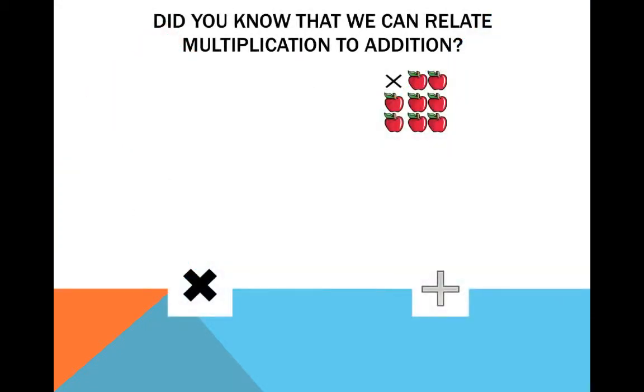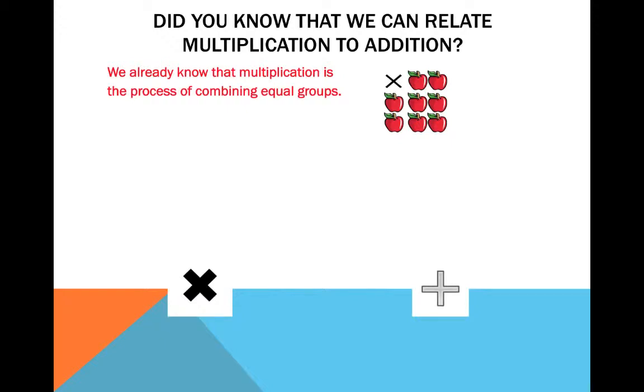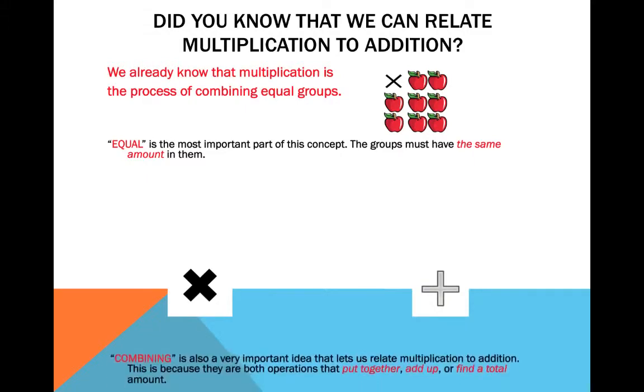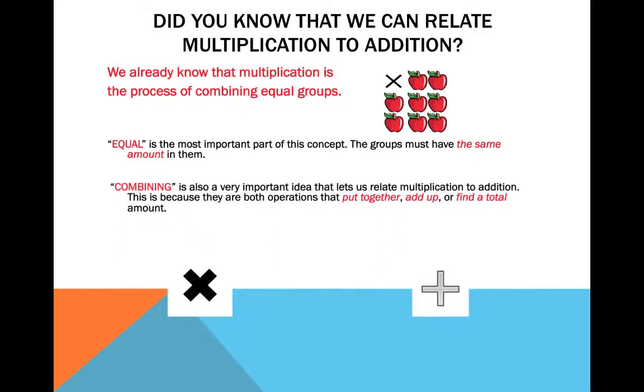Did you know that we can relate multiplication to addition? We already know that multiplication is the process of combining equal groups. Equal is the most important part of this concept. The groups must have the same amount in them. Combining is also a very important idea that lets us relate multiplication to addition. This is because they are both operations that put together, add up, or find a total amount. So multiplication and addition are related. They're like cousins. Let's see how.